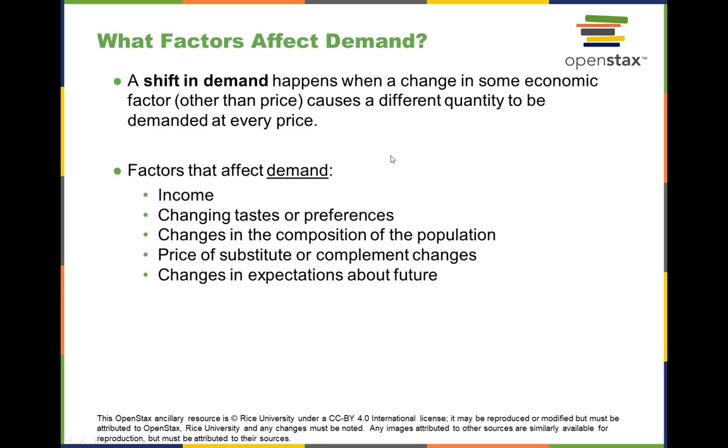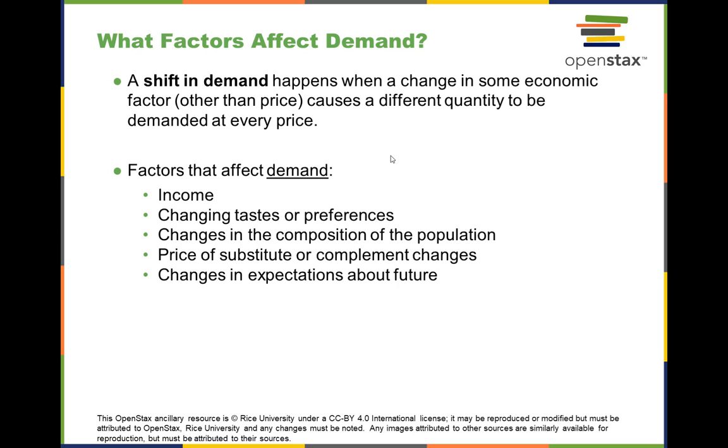A shift in demand happens when a change in some economic factor other than price causes a different quantity to be demanded at every price. Factors that affect demand include income, changing tastes or preferences, which can be based on advertising. People get excited about something. It's popular. They want to go out and buy it too.